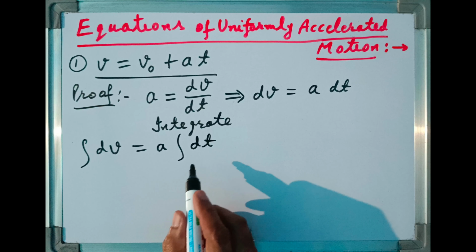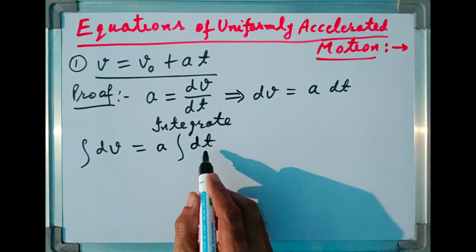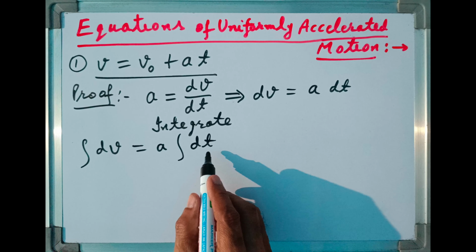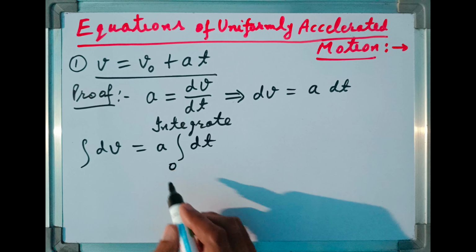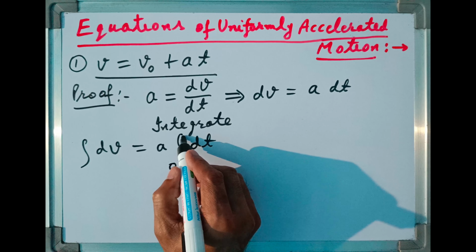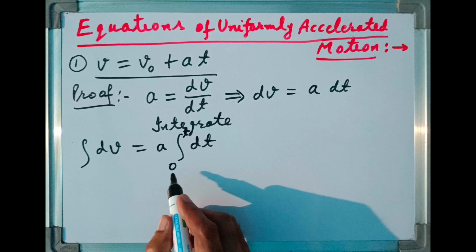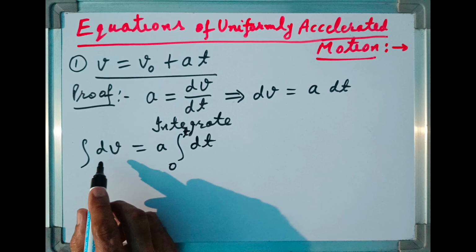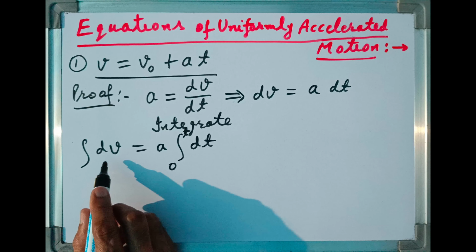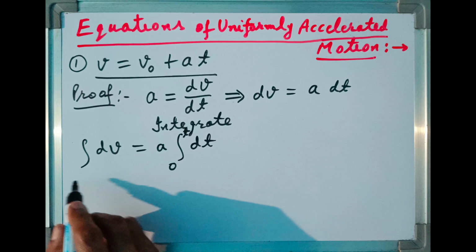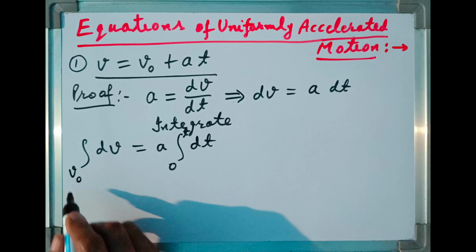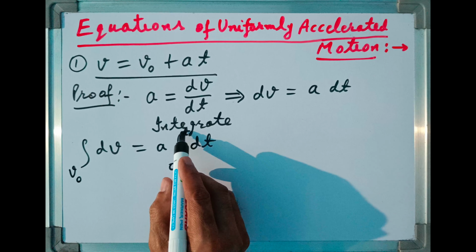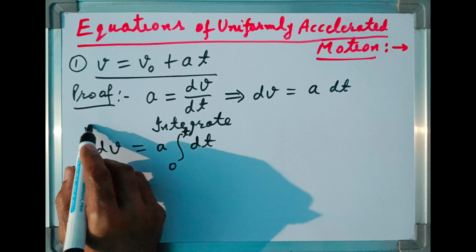Now we have to put the limits of integration. On right hand side it is integration with respect to time. So starting time is 0 and final time is t. Corresponding to these limits, we have to put limits on left hand side also. It is integration with respect to speed. So what is speed at t equal to 0? That is denoted by v naught, and at time t speed is denoted as v.